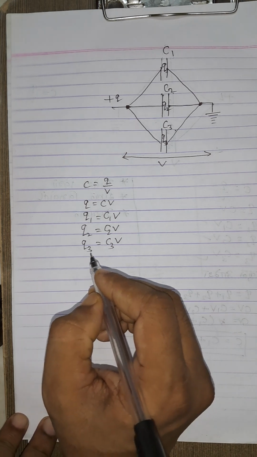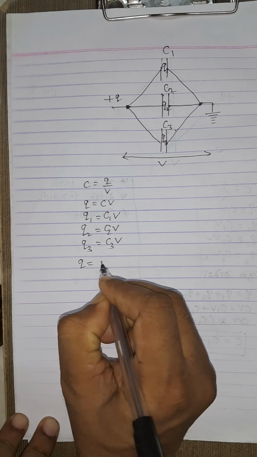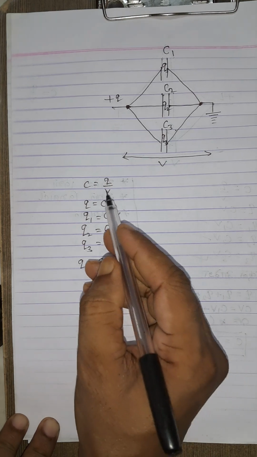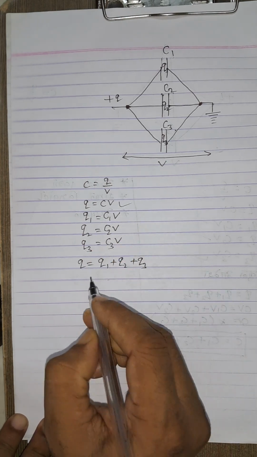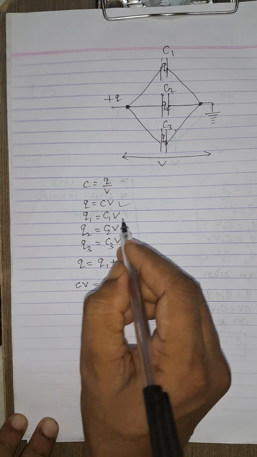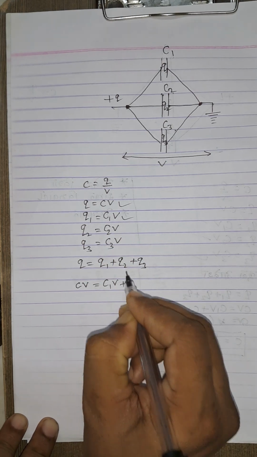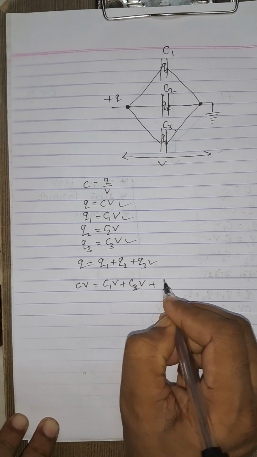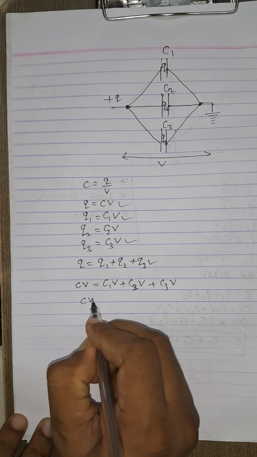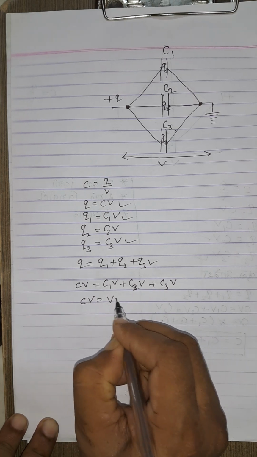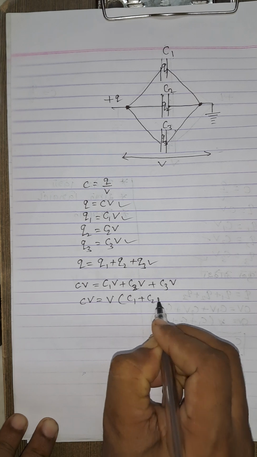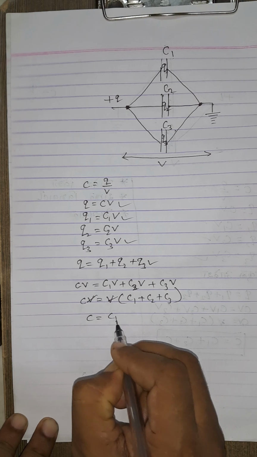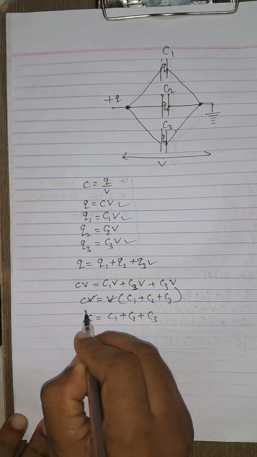Then the total charge is Q equals Q1 plus Q2 plus Q3. Putting in these values, Q equals CV, Q1 equals C1V, plus Q2 equals C2V, plus Q3 equals C3V. Now take V common: V times C1 plus C2 plus C3. V and V cancel out, then C equals C1 plus C2 plus C3.